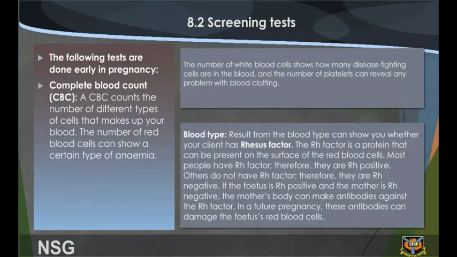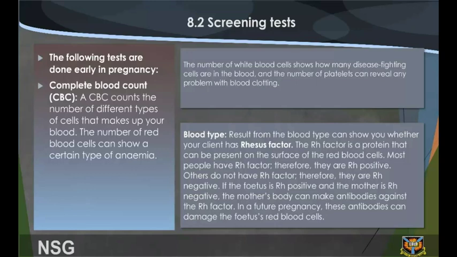Screening test. The following tests are done early in pregnancy. Complete blood count, CBC. A CBC counts the number of different types of cells that make up your blood. The number of red blood cells can show a certain type of anemia. The number of white blood cells shows how many disease-fighting cells are in the blood, and the number of platelets can reveal any problem with the blood clotting.